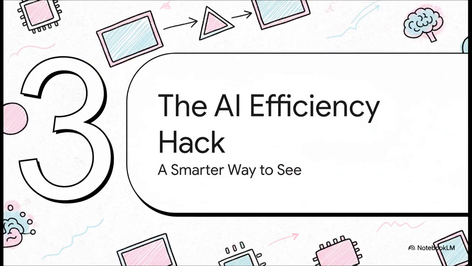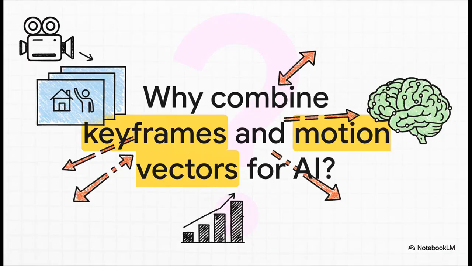Okay, now let's see how this all builds into something really powerful. Because if we can get past that hurdle of accessing the motion vectors, we can create a groundbreaking, hyper-efficient method for AI video analysis. So why would anyone bother with all this complexity? Well, the answer is that by combining these two things, the full pictures from keyframes and the pure motion data from vectors, we can create an incredibly compact yet information-rich signal that is just perfect for AI systems.